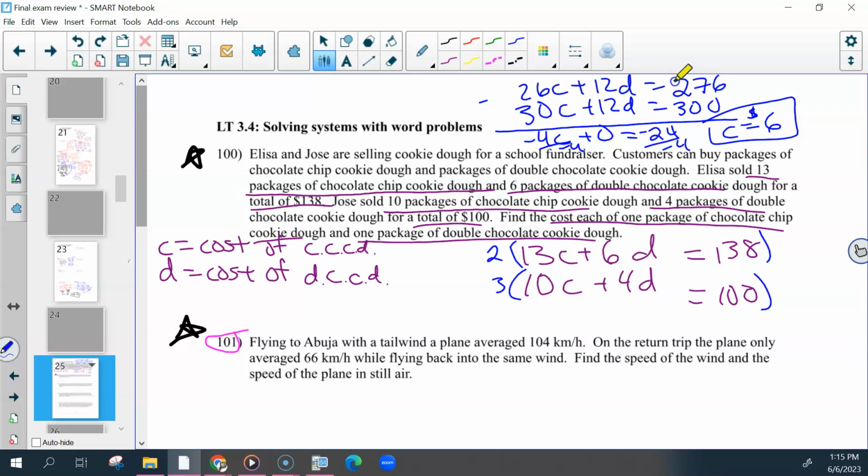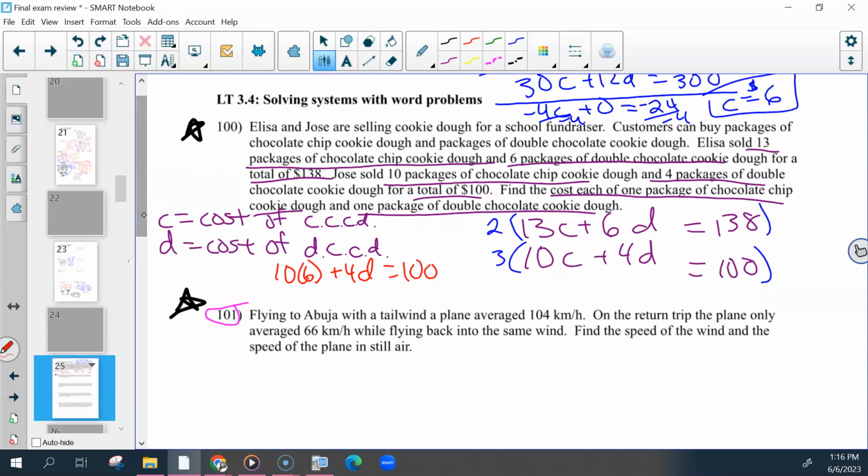But then we still have to find the cost of D. You can put 6 into any of these 4 equations and solve. I'm going to choose this one. We have 60 plus 4D equals 100. Get rid of 60. And divide both sides by 4.